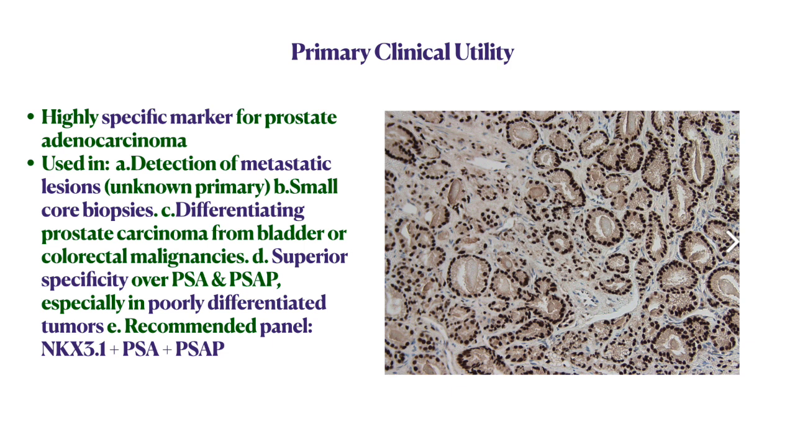It is very useful in small core biopsies in identifying the prostatic origin. It can be used in differentiating prostatic carcinomas from adjacent malignancies, such as bladder and colorectal malignancies. It is superior in specificity over the already existing PSA marker. It can be used in poorly differentiated tumors with a higher sensitivity rate. Recommended use is with other markers such as PSA or AMACR.